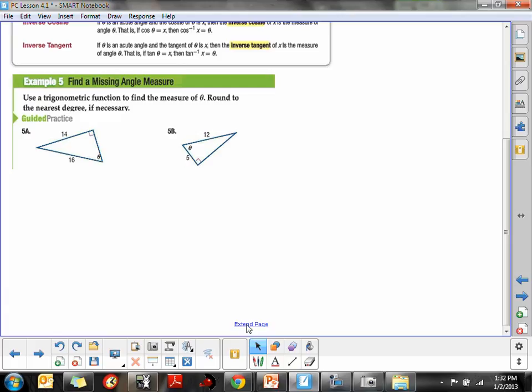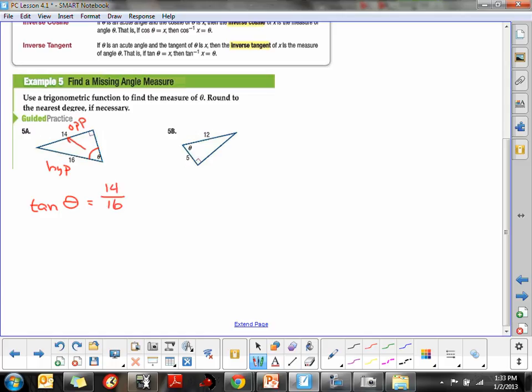So in question 5a, we're supposed to find the measurement of angle theta. So here's our angle theta. Looking through the eyes of that, I'm looking at the opposite side, and they gave us the hypotenuse. So opposite hypotenuse says I want to use the tangent. So the tangent of some angle theta, which we're supposed to find, has to equal a 14 to 16 ratio. Now what we want to do is find theta. In order to undo a tangent, remember this is an argument. It can't be released any other way than to undo it with an inverse tangent.